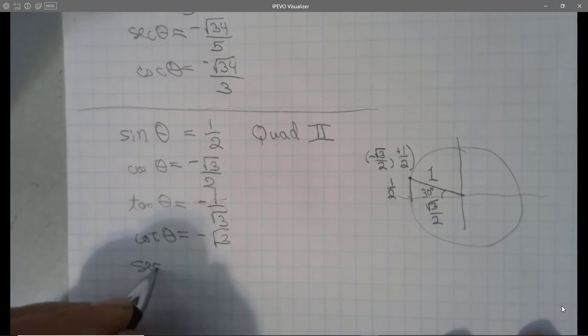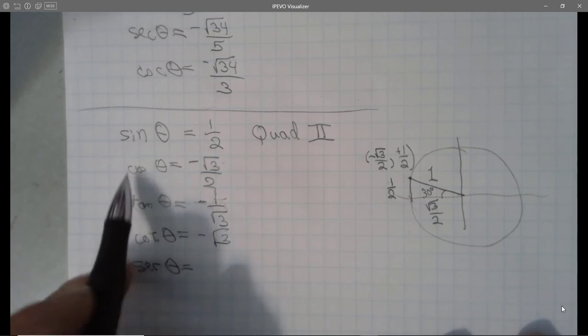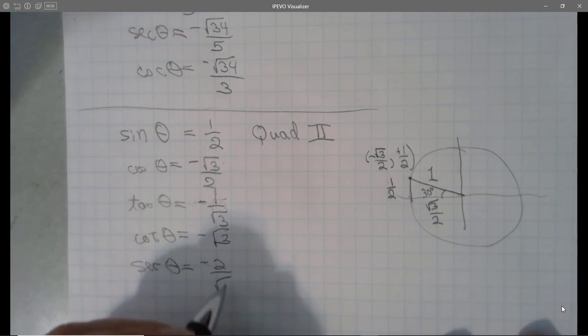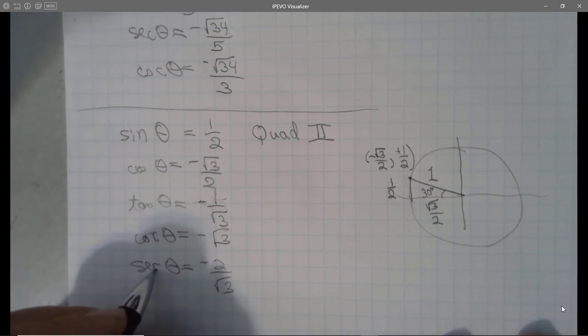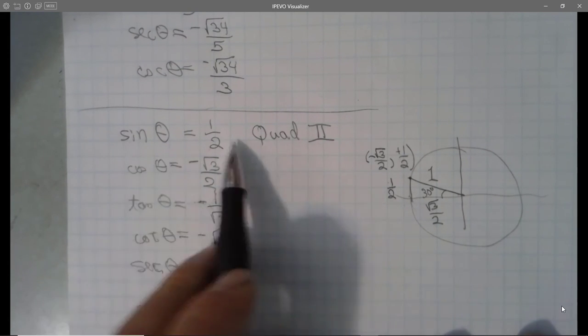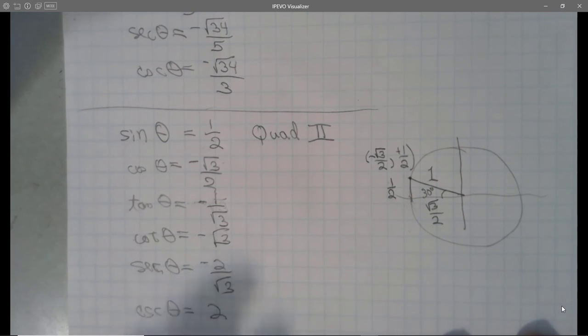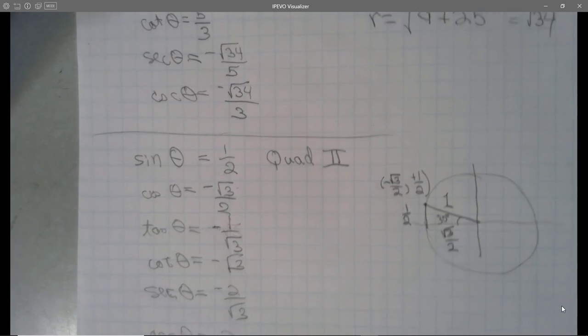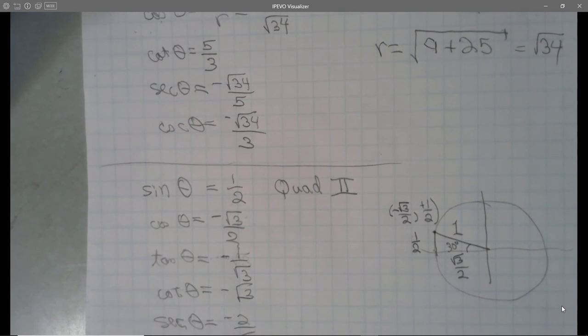The secant of theta is the reciprocal of the cosine, minus 2 over root 3. And that's secant. And the cosecant of theta is the reciprocal of the sine, that's positive 2. So there are the rest of the trig functions, each of which can be computed exactly.